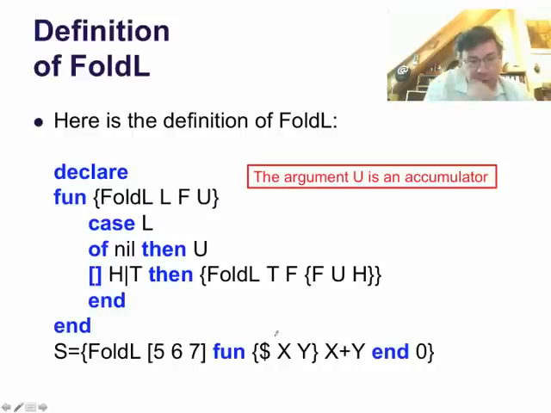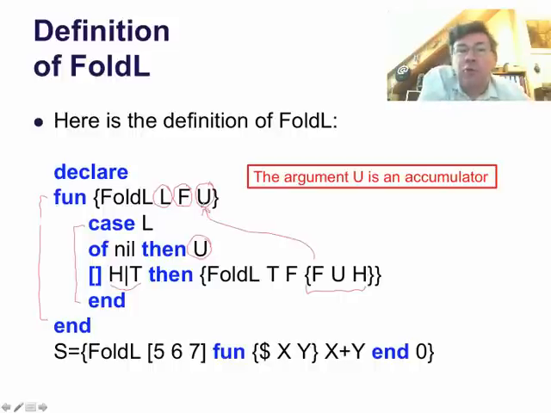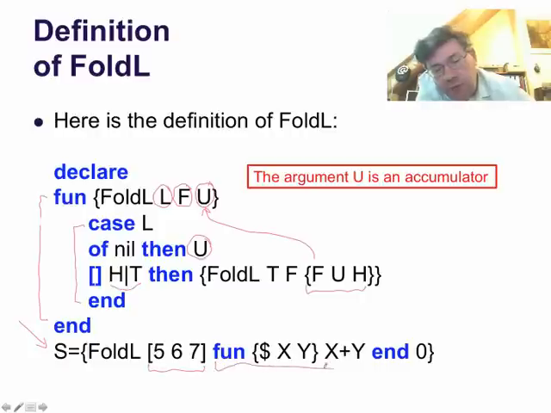So here's the definition of FoldL. It takes a list argument, a function argument, and an initial value argument. It's simply going to do a case. At the end, it returns U, and for each element, it will do F of U, H, and then it will continue. So the argument U is the accumulator. Here, for example, is a way to call it for doing the sum of the elements of the list. So the list 5, 6, 7, an anonymous function that does X plus Y, and initial value 0, and this will return the sum of the elements of the list, which in this case will be 18.